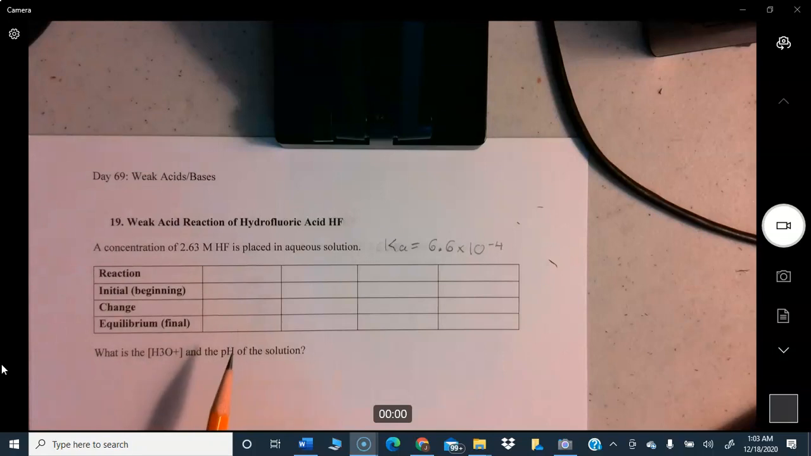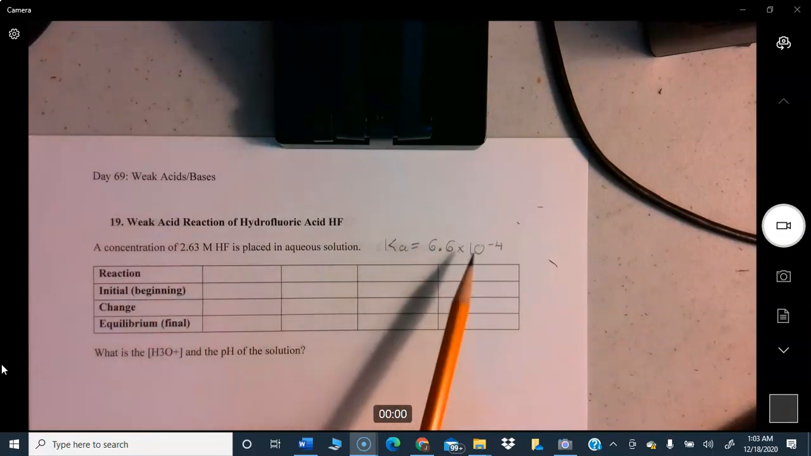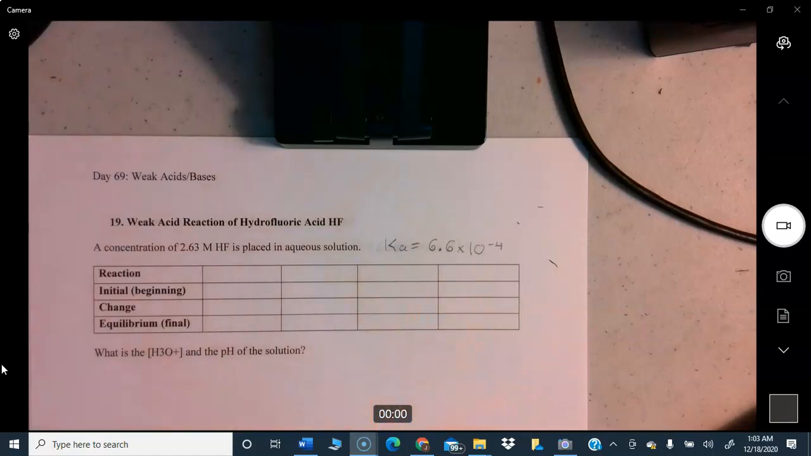We have another weak acid reaction with hydrofluoric acid, and we're going to deal with a 2.63 molar solution. I did not give the Ka on the sheet, so here it is right there. It's 6.6 times 10 to the negative 4.